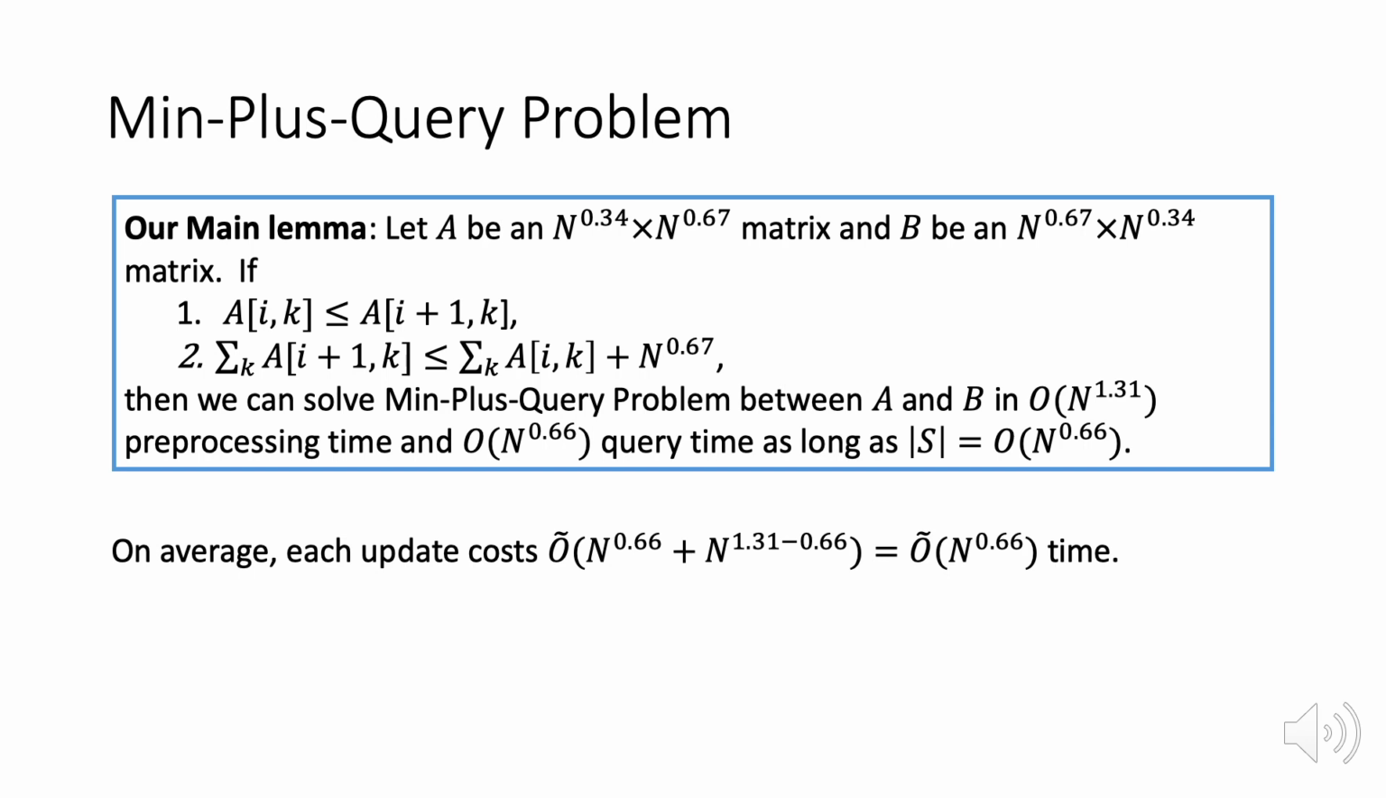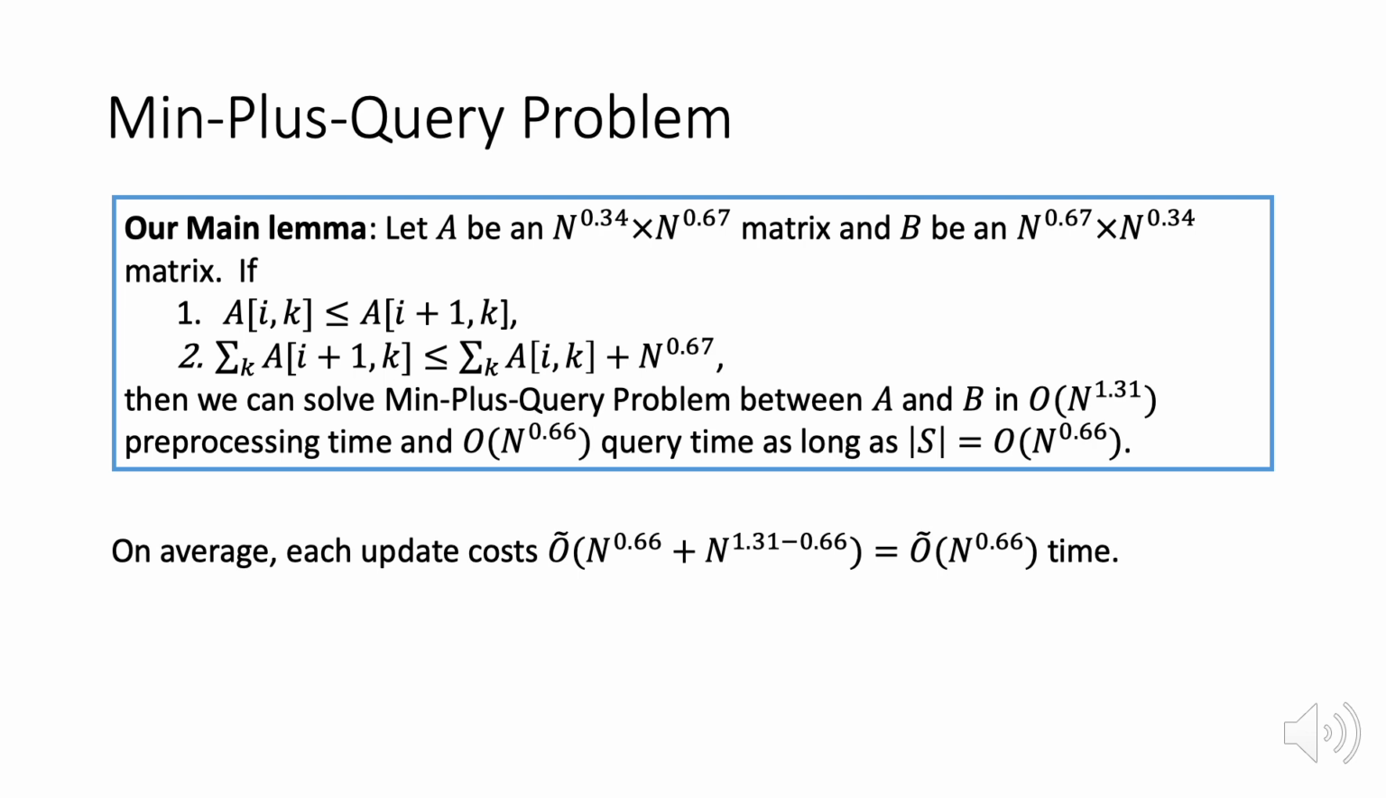The number of rows of A is the number of blocks, and the number of columns of A is the number of frequent elements. So that's why here it is a rectangular matrix. The two observations for matrix A still hold, and our lemma says that assuming these two observations, we can solve the min plus query problem quite efficiently. We can perform initialization in n to the 1.31 time and query in n to the 0.66 time, as long as the input set S is not too big.